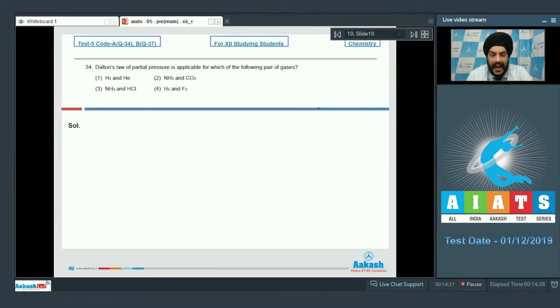Question number 34. Dalton's law of partial pressure is applicable for which of the following pair of gases? If we talk about Dalton's law of partial pressure, students, it is applicable to gases which do not react. So it is applicable to a mixture of non-reactive gases, the gases which do not react with each other. Looking at the options, H2 and He will not react with each other. So this will be the answer, students.